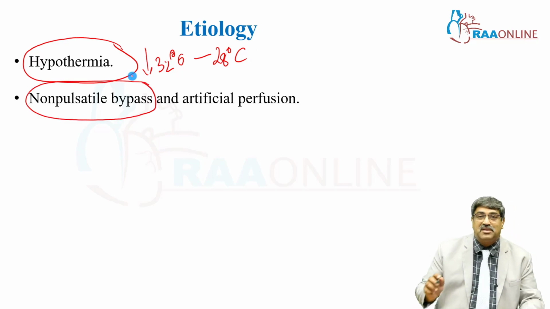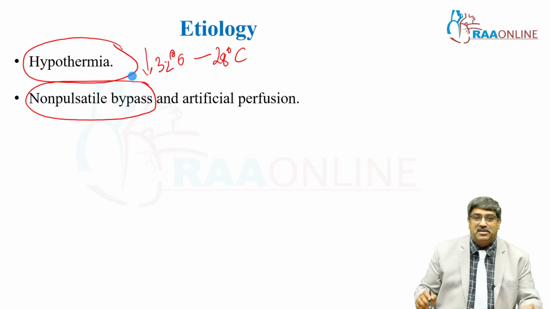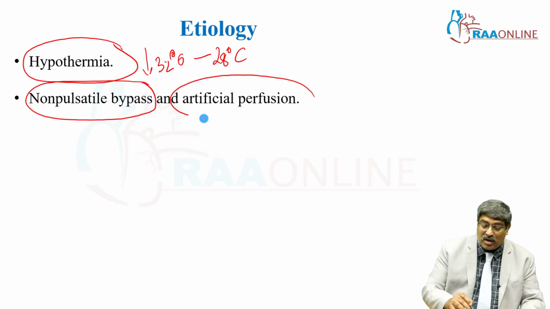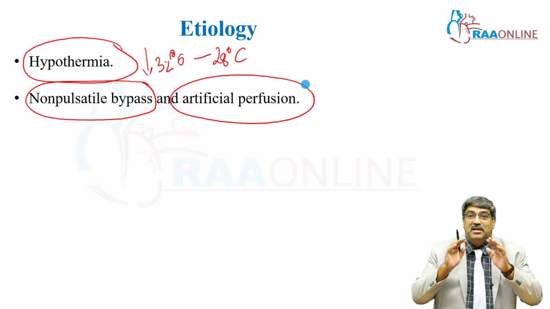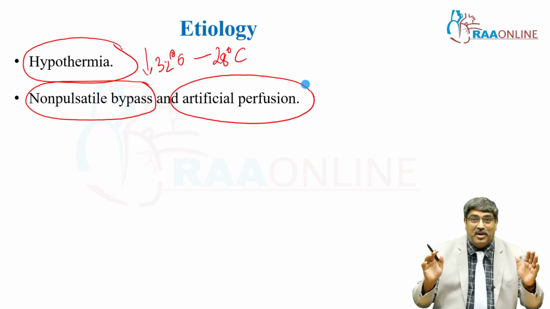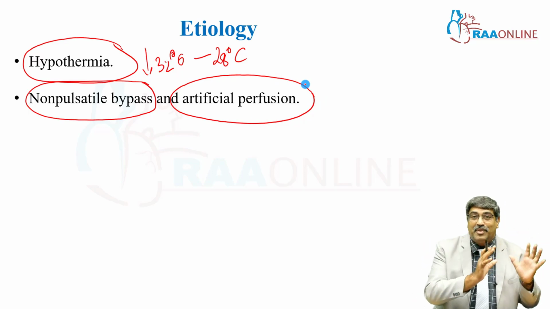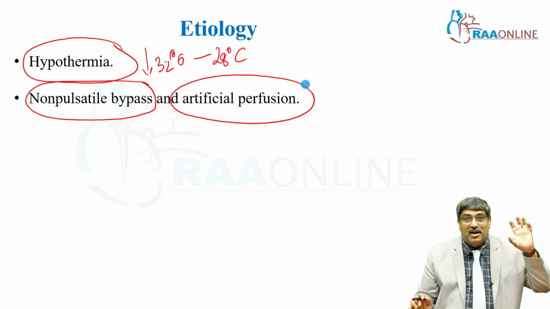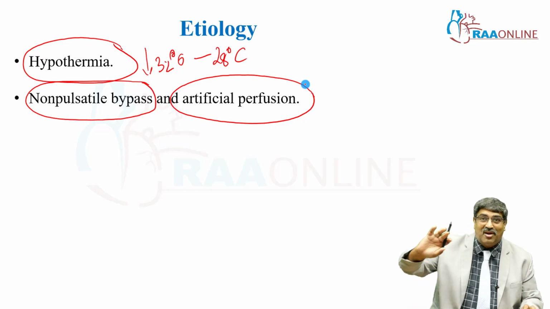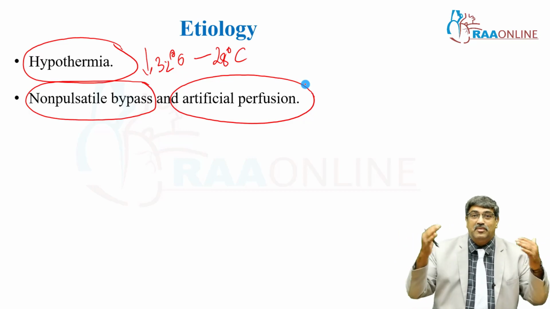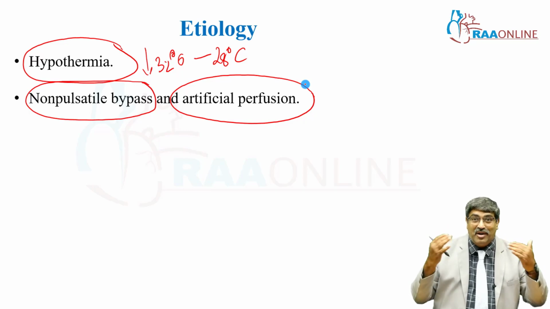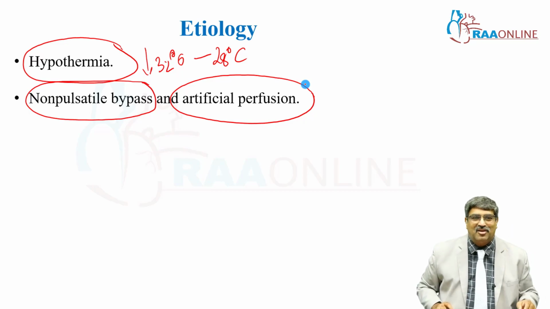Nowadays pulsatile bypass is there, but it is a non-pulsatile flow and you are artificially perfusing the system using cardiopulmonary bypass. It is cardiac bypass and pulmonary bypass. Your cardiac output is bypassed, your oxygenation is also bypassed. Both come artificially. So it is not natural to have an artificial heart and lung. So that is another etiological factor.